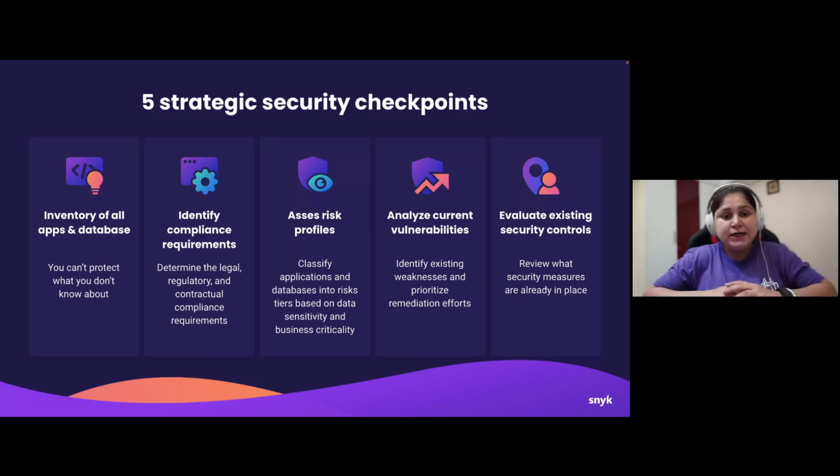Very, very important. The fourth point is analyzing current vulnerabilities. So how can that happen? This is by conducting thorough assessments to identify any existing vulnerabilities. You can use techniques such as application security pen testing, static or dynamic analysis, and database vulnerability assessments, and we can prioritize the remediation efforts based on the severity and potential impact of identified weaknesses. The last one is that existing security controls need to be assessed properly.